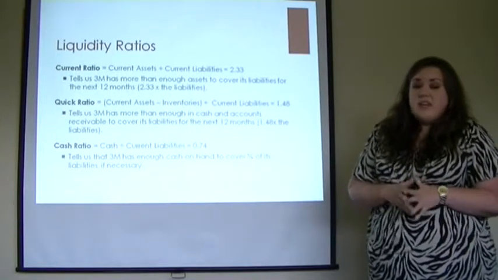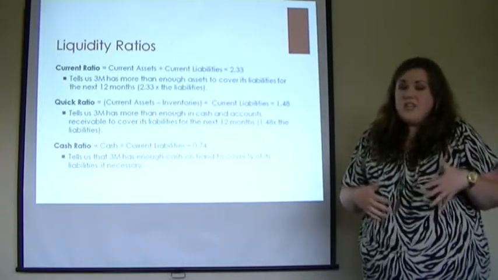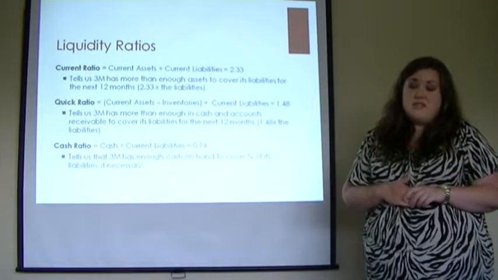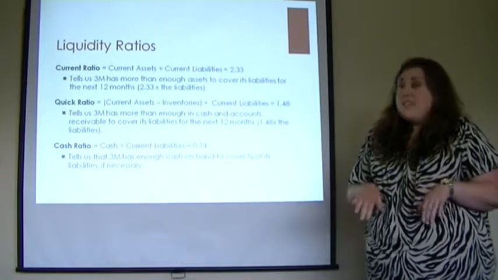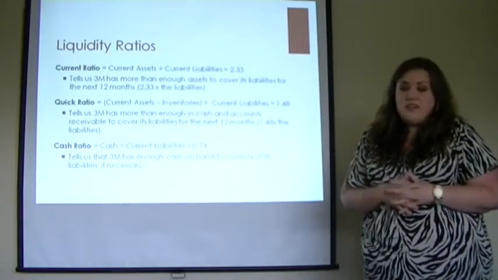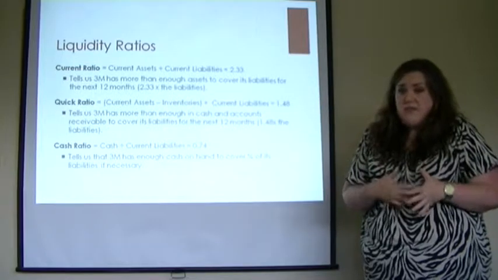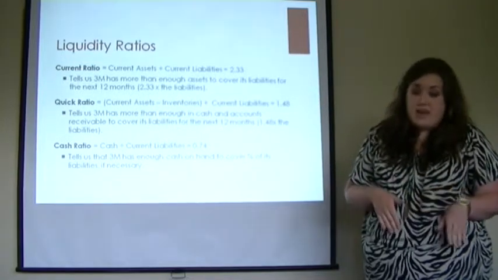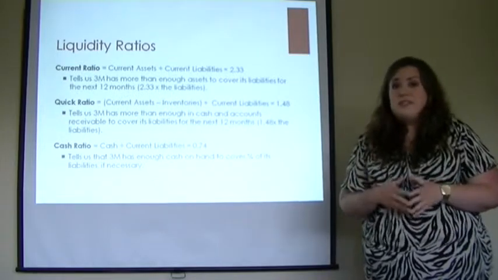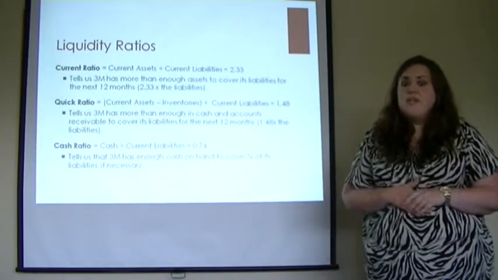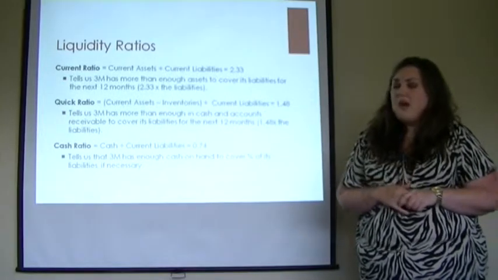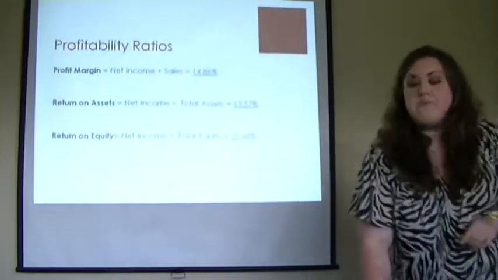That tells me that 3M has more than enough in cash and accounts receivable to cover its current liabilities for the next 12 months. And lastly is the cash ratio, and I'm actually really happy with this one. It's 0.74, and that tells me 3M has enough cash on hand right now to cover very close to 75% of its liabilities, if necessary, if something were to happen. So that's a pretty impressive amount of cash. I think it's somewhere around $4 billion, so it's pretty high.